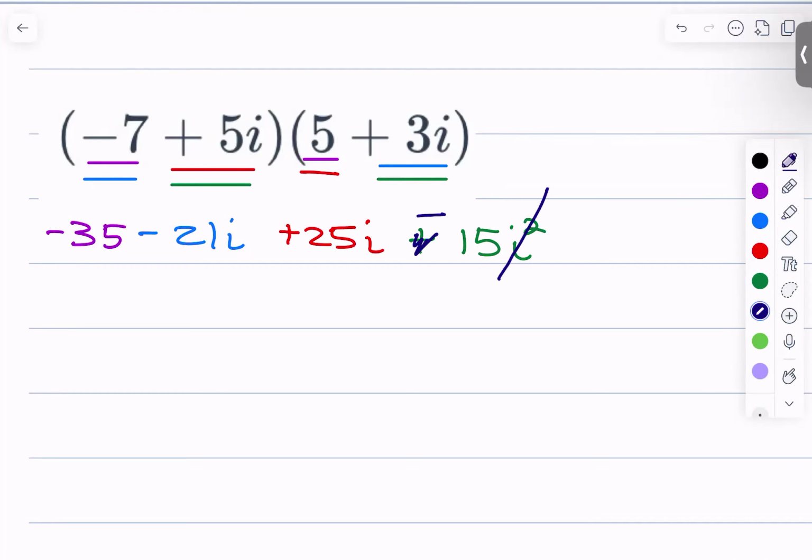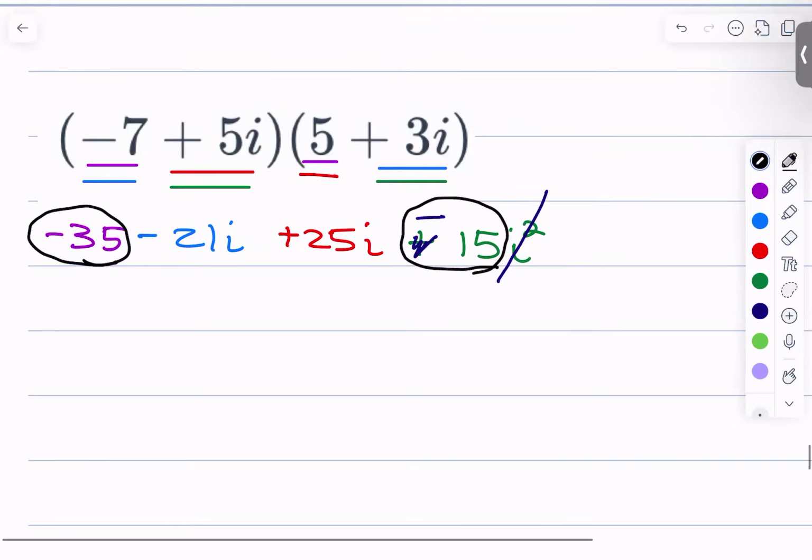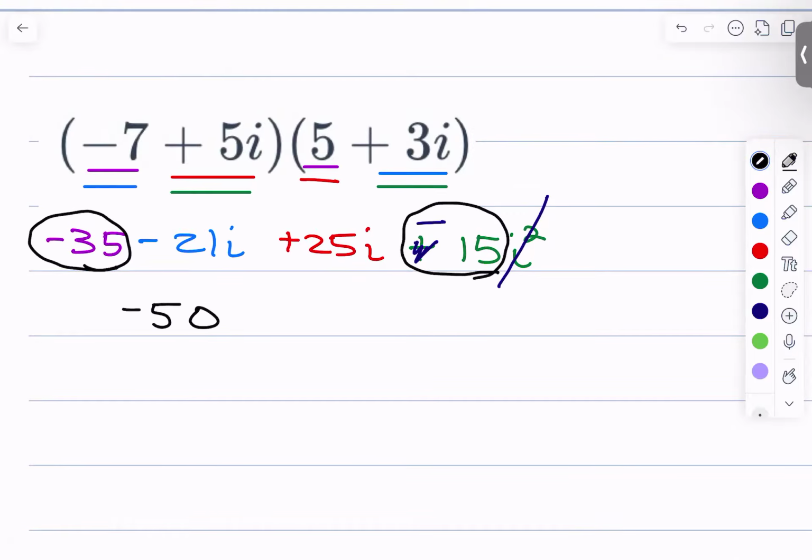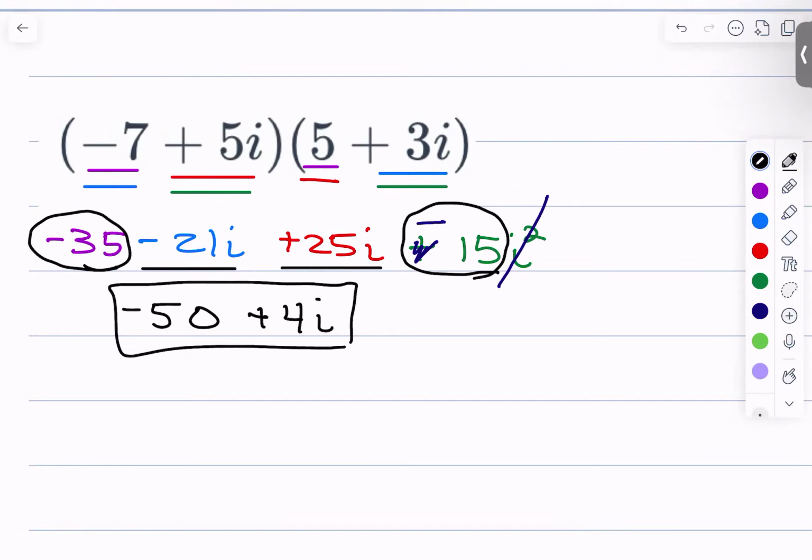So negative 15 minus 35, if I gather the like terms, this negative 15 and this negative 35 make negative 50. And then the negative 21i and the 25i make plus 4i. And that's my answer there. Okay?